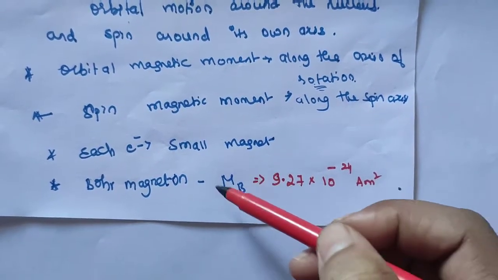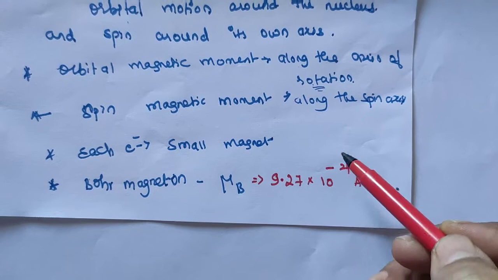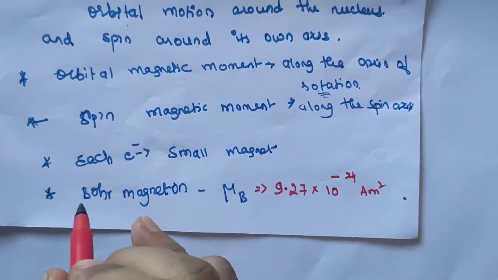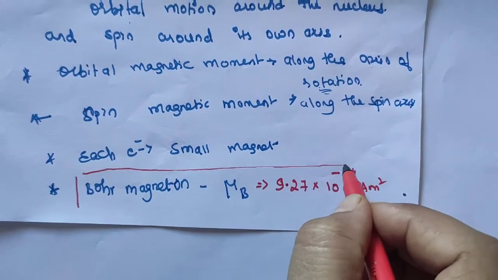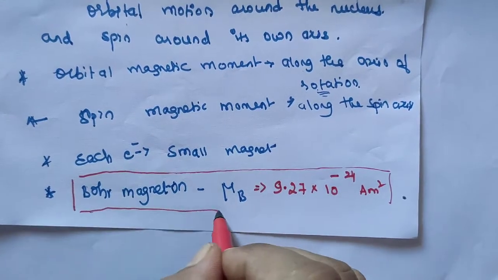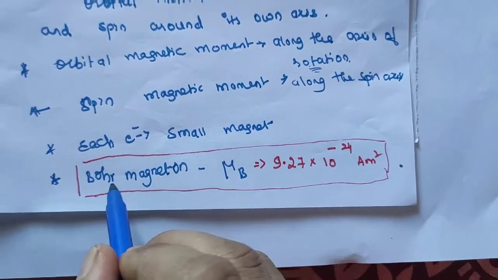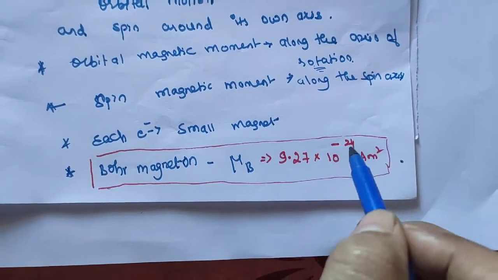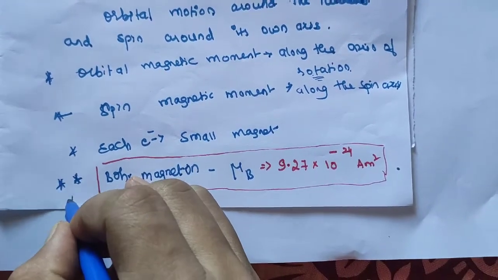The value of the Bohr magneton is 9.27 into 10 to the power of minus 24 ampere meter square. It is a very important point. You should remember that in a short note question there is a possibility to be asked the value of the Bohr magneton, that is, mu b is equal to 9.27 into 10 to the power of minus 24 ampere meter square. It's a very important short note, so you should remember that.